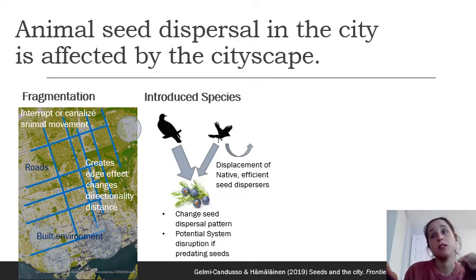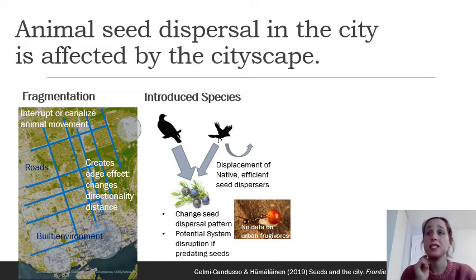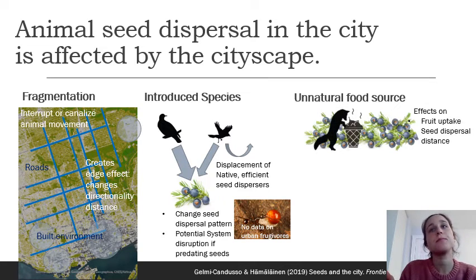The introduced species are going to interfere with the local seed dispersers. They will compete for resources. They might even outcompete them, or they might even displace them altogether. And this is going to change the seed dispersal patterns. Some introduced species are also going to be potential predators of the seed, so they might even disrupt completely the seed dispersal service. This has been seen a lot in ants. Introduced ants can affect seed dispersal of local ants, but it hasn't been seen much in frugivores.